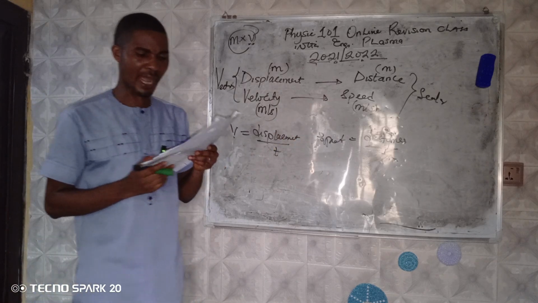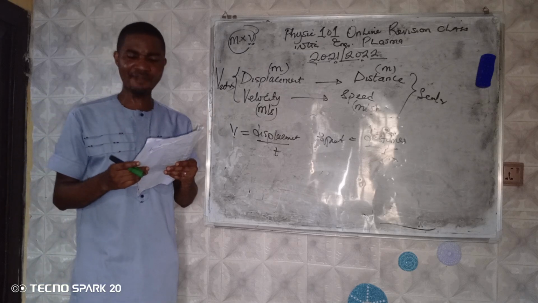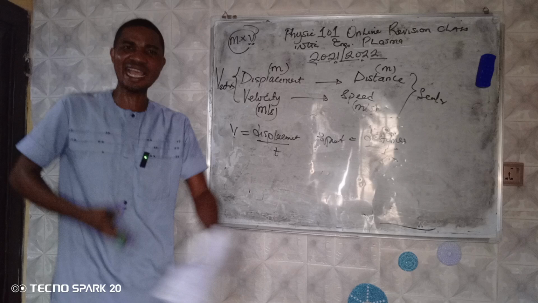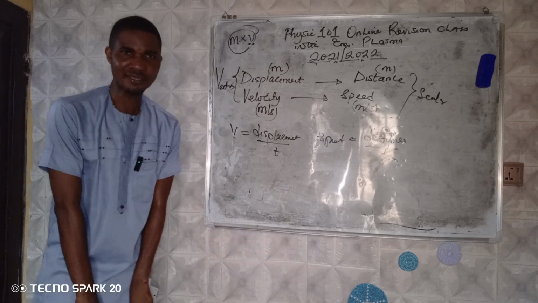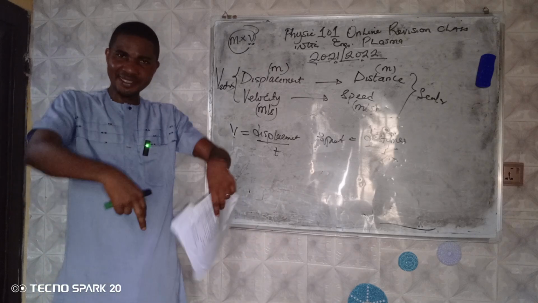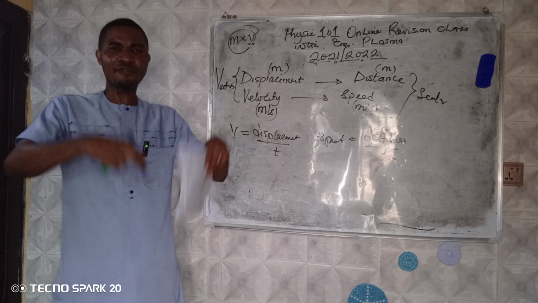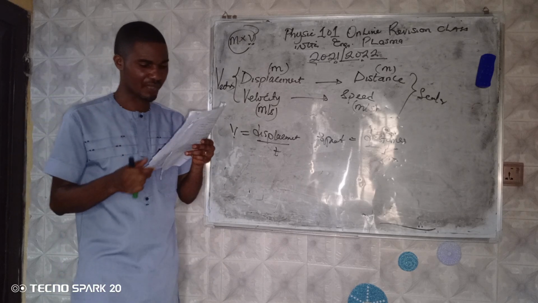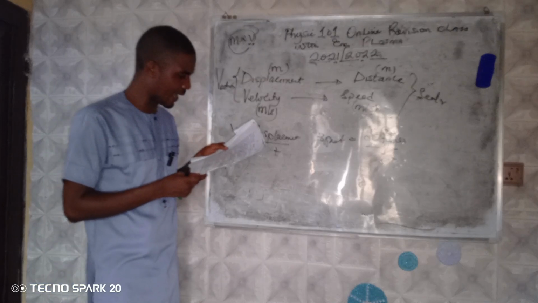Okay? Then we have force. Force is a vector quantity. Why? Because force is weight. Weight has direction. Weight acts downwards. So weight is force. Force is weight, and it is a force that is acting downward. So it has magnitude and it has direction. So we move to question number 7.